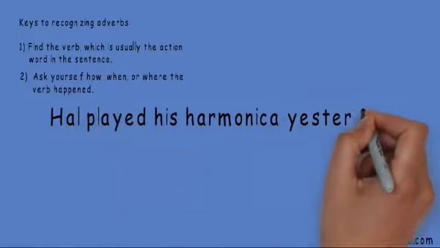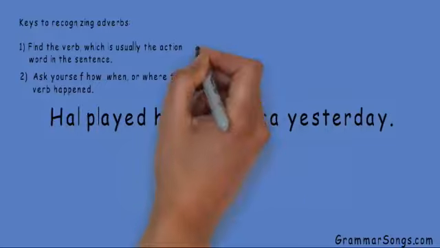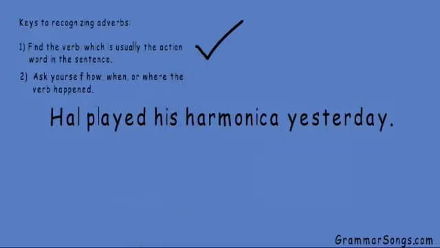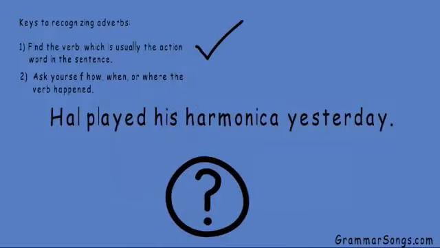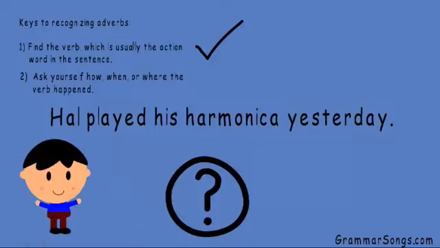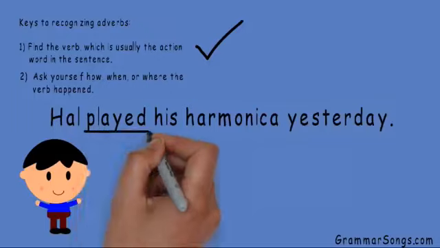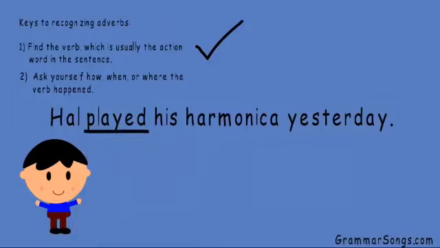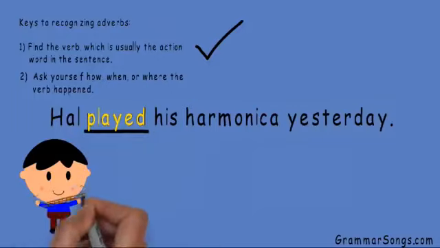Hal played his harmonica yesterday. First, we need to find the verb, which is usually the action word in the sentence. Do you see a word that shows action? I know Hal is a boy, and he is a person, so what did Hal do? He played his harmonica. Played shows action. Played is my verb.